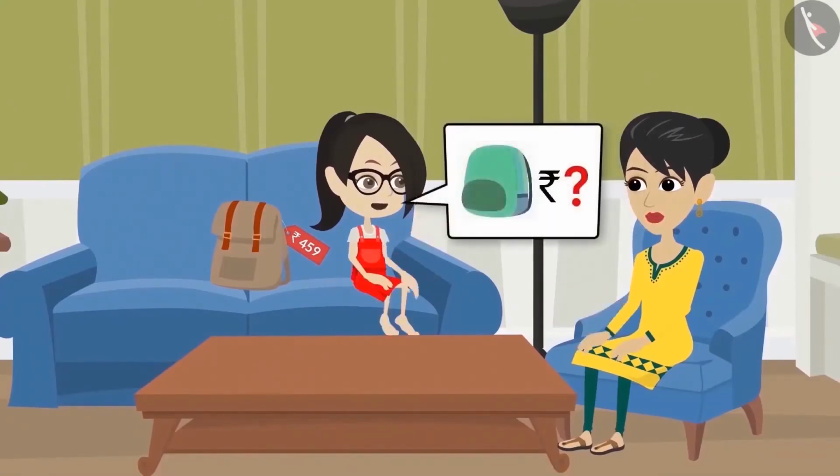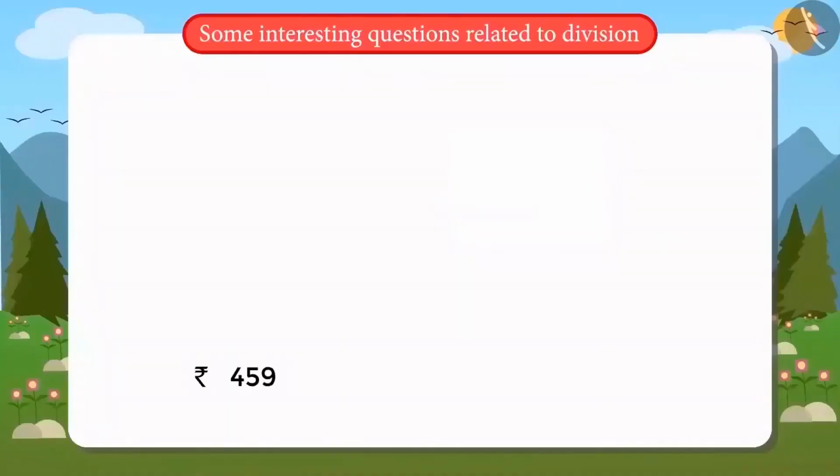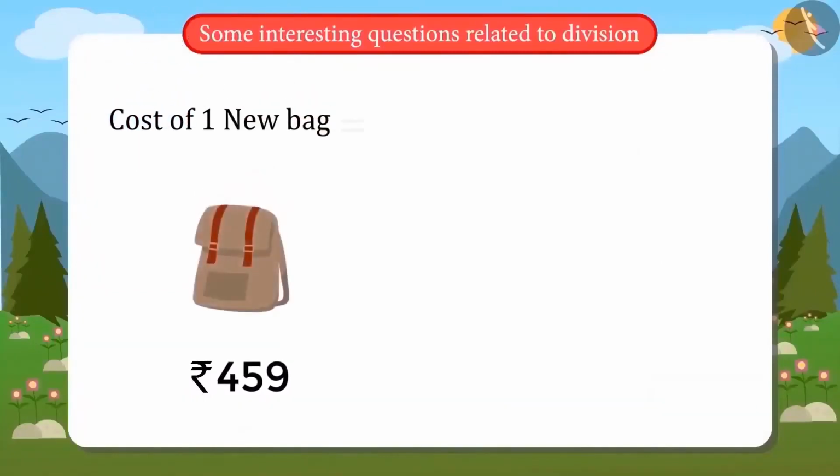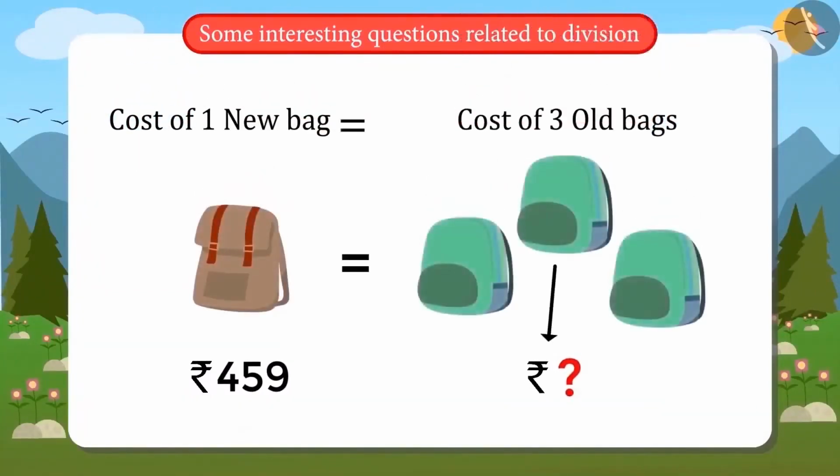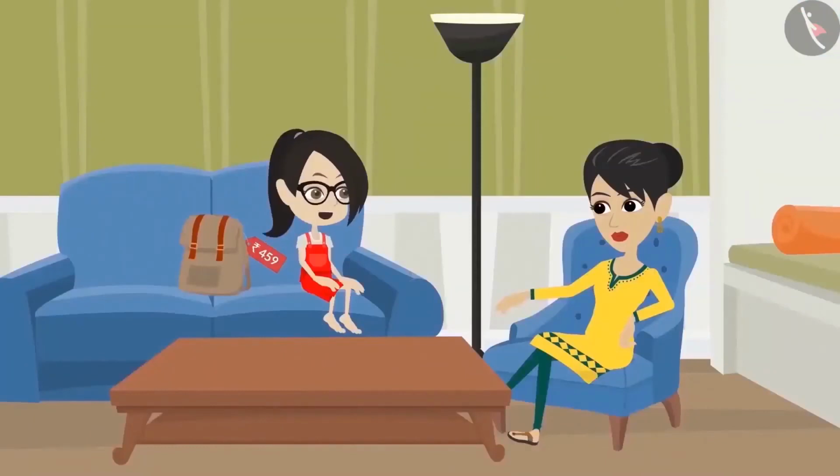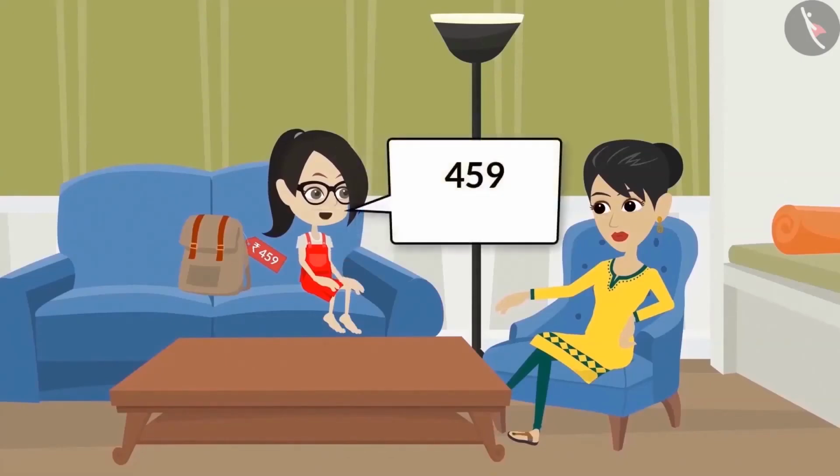"What was the cost of my old bag?" "The cost of this bag is equal to your 3 old bags. Now, you can find the cost of the old bag yourself." "Got it. If 3 bags cost 459 rupees, so to find out how much a bag is worth, I divide 459 by 3, right, Mummy?"